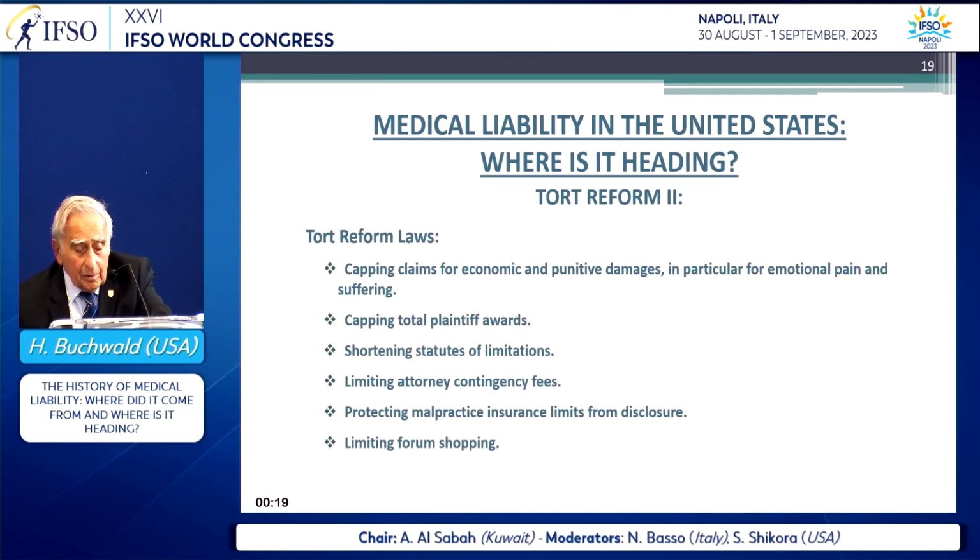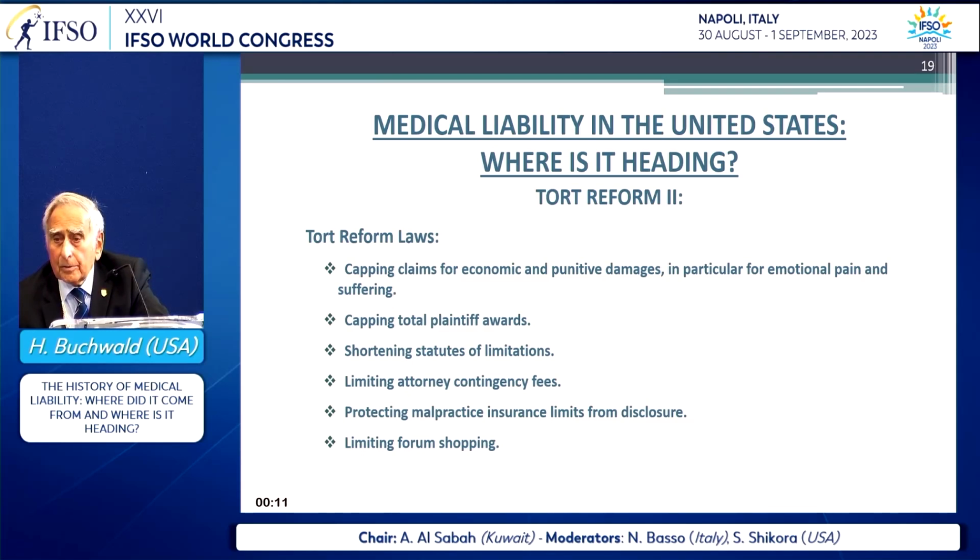Tort reform laws, what do they hope to do? Cap claims for economic and punitive damages, in particular for emotional pain and suffering. So a wife can't sue for loss of consortium because her husband had a bad operation. Capping total plaintiff awards, shortening statutes of limitation, limiting attorney contingency fees, protecting malpractice insurance limits from disclosure.